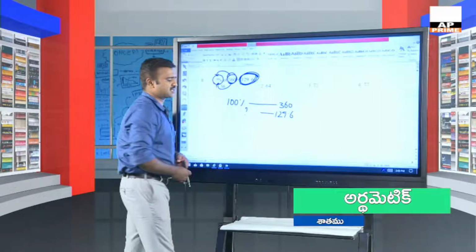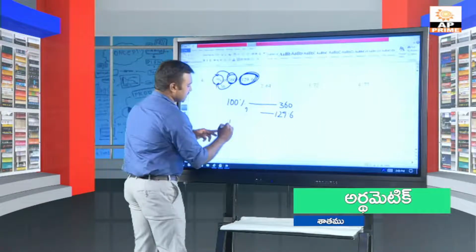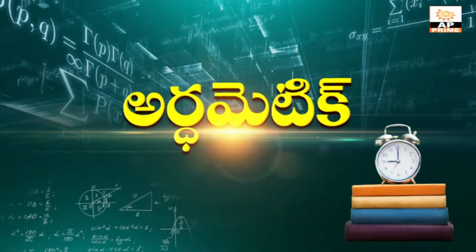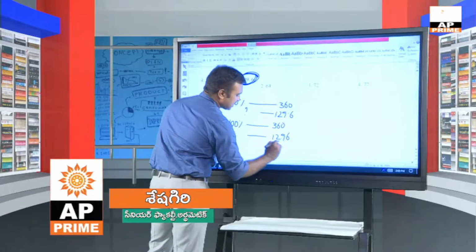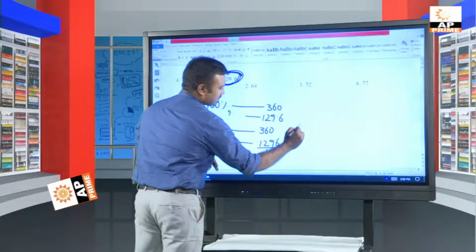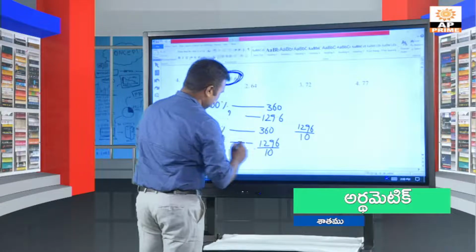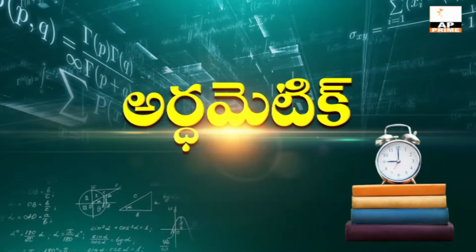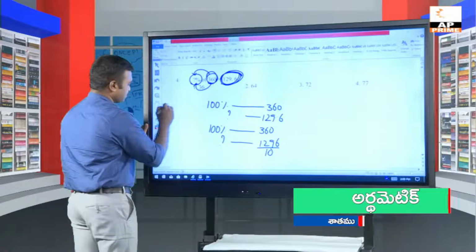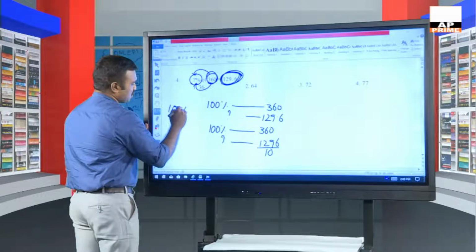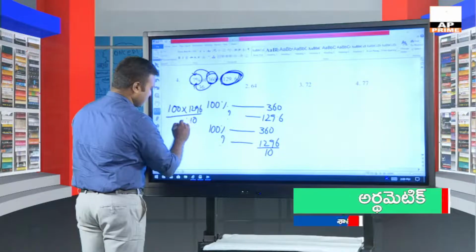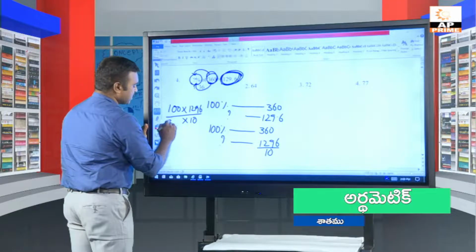129.6 అనేది ఎంత పర్సంటేజ్? సో పాయింట్స్ ఉన్నాయి కాబట్టి నేను పాయింట్స్ తీసేస్తాను. అంటే దీన్ని ఎలా రాసుకోవచ్చు అంటే, 100% వచ్చి 360 అయితే, 1296 డివైడెడ్ బై 10, ఎందుకంటే ఇక్కడ పాయింట్ తీసా, అది ఎంత పర్సంటేజ్? చూడండి, 1296 డివైడెడ్ బై 10 ఇంటూ 100, డివైడెడ్ బై 360.